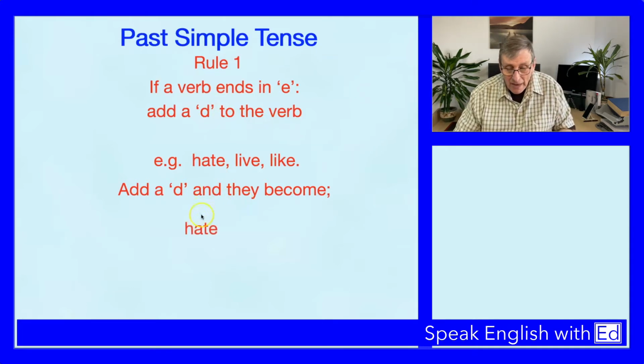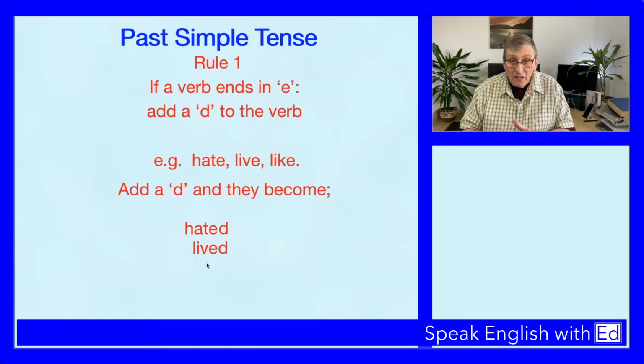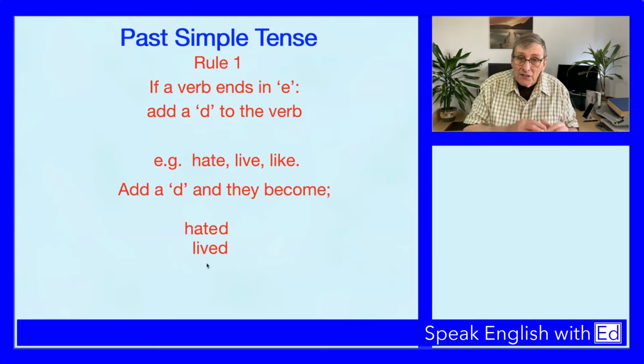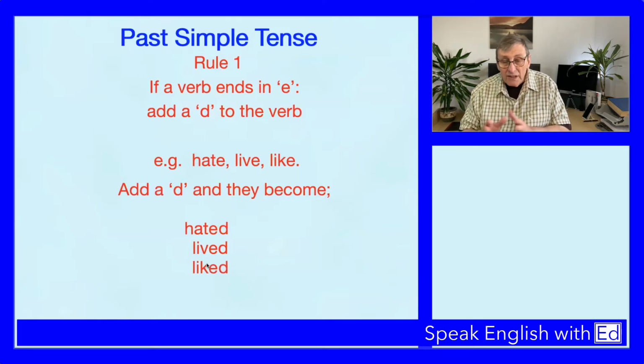So hate is going to become hated, with a D added. Hate, past tense, hated. Right, and live, the next one, as you can see, ends in an E, so we apply this rule: add a D to the verb to make it lived. So we've got hated and lived. Both these verbs end in an E, and they've both had the rule applied to them that adds a D to make it into its past tense. Okay, are you with me? Let's try one more. Like. If we add a D, it turns into liked.